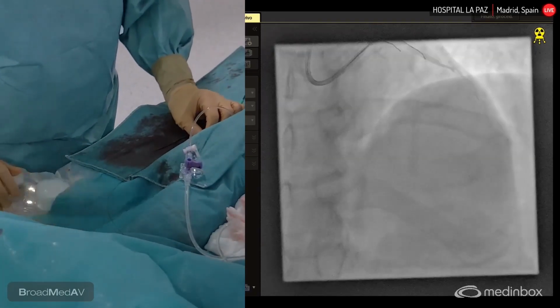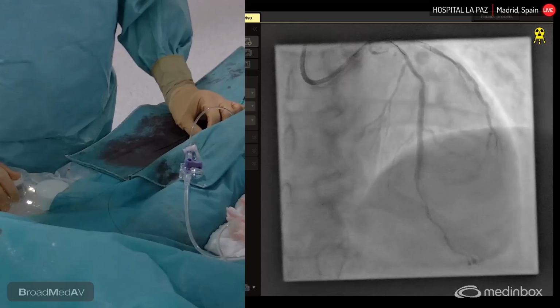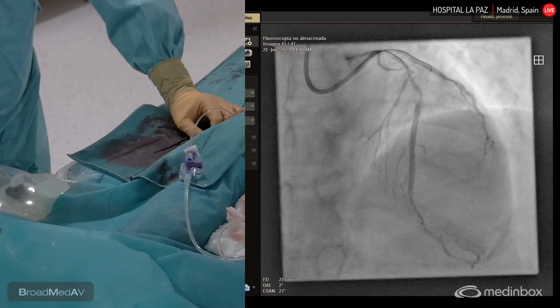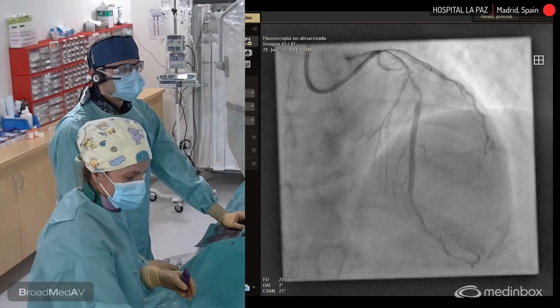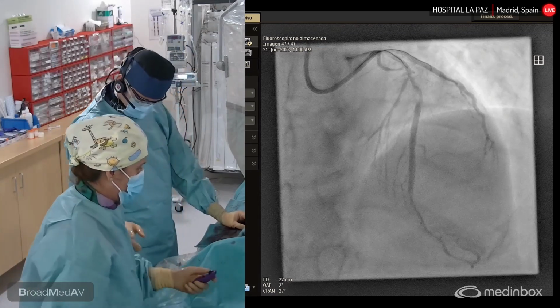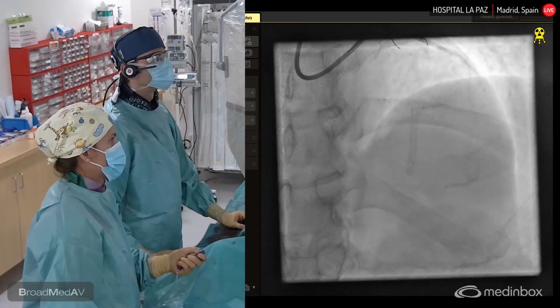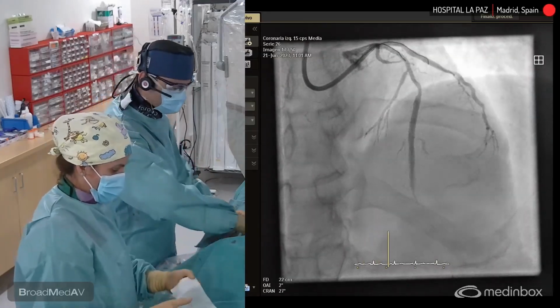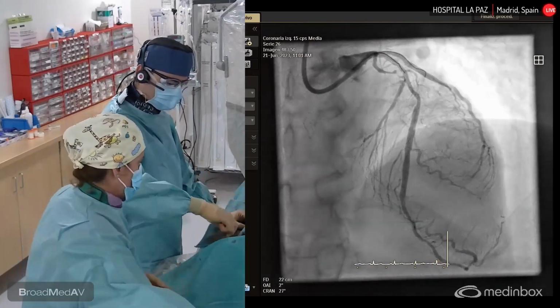Okay. Contrast. Okay. Let's wait some seconds. You are seeing with this diffuse disease that the best portions of the vessels are the portions we have treated. Okay, stop. Cine. Yeah, very good. Okay, so I think we have finished the case.